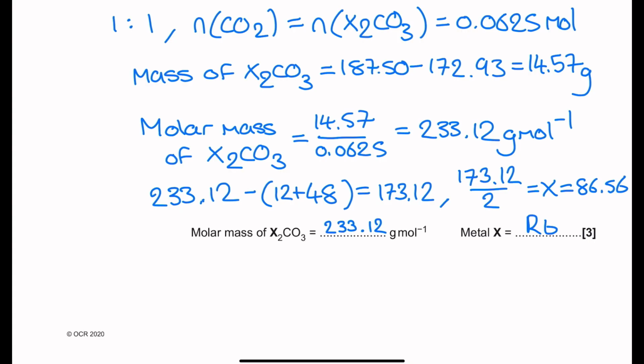That correlates, not perfectly, but it correlates to rubidium on the periodic table. Sometimes there are slight differences from the value on the periodic table because they may use real experimental data, which is going to have minor differences in, because that happens in practical chemistry.